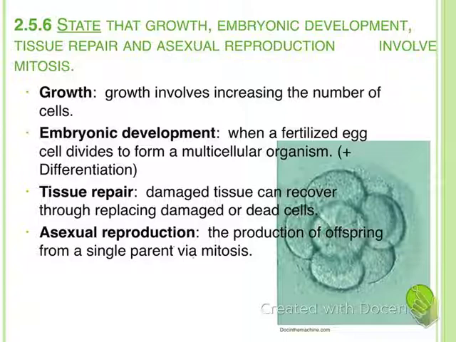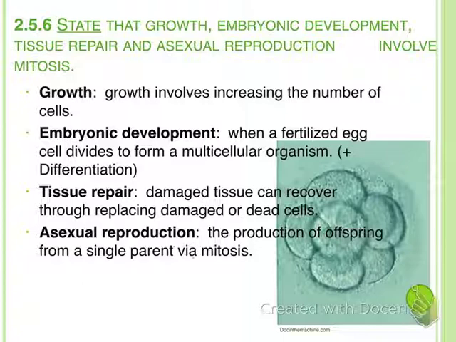And remember from topic 2.1 that this will also involve differentiation. So though the daughter cells are identical genetically, they may not appear identical physically. It can also be used for tissue repair, so if there's some kind of loss of tissue or damage of tissue, it can be recovered by replacing dead or damaged cells, which again, to get those new cells will require mitosis, division. And then asexual reproduction.